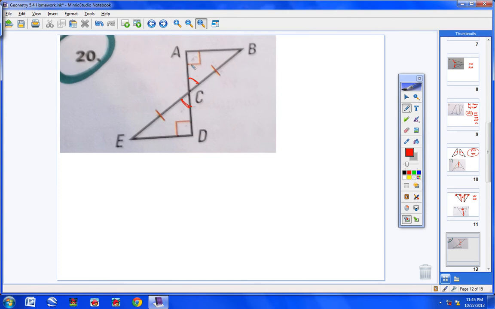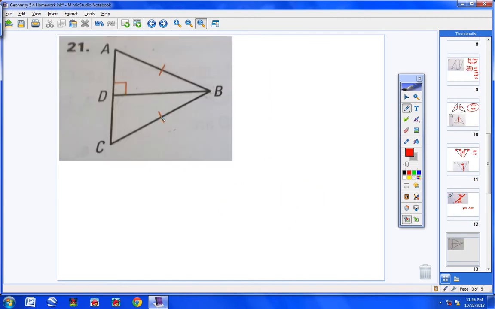And of course, notice students, we have 90-degree angles here and here. So here's basically what we have. We have angle, angle, and then side, congruent to angle, angle, and then side. So yes, we can definitely state that these two triangles are congruent by angle, angle, side. Okay? All right, number 21.